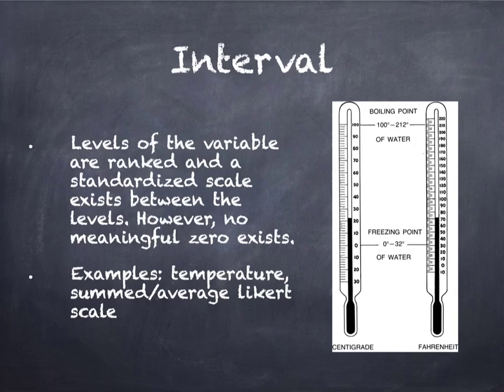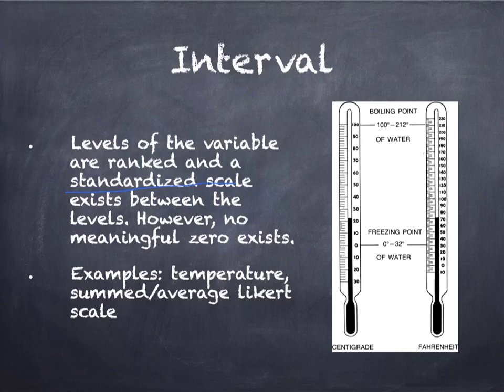With an extra layer of complexity, you have an interval scale. Here you do have the ranking, but a standardized scale does exist. So the difference between a 1 and a 2 and a 2 and a 3 is the same. However, we don't have the existence of a meaningful 0. Let me come back to the meaningful 0 standpoint, but let's talk about that standardized scale now.